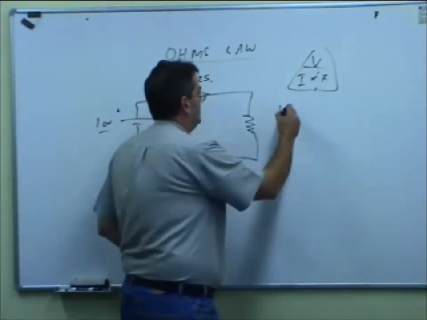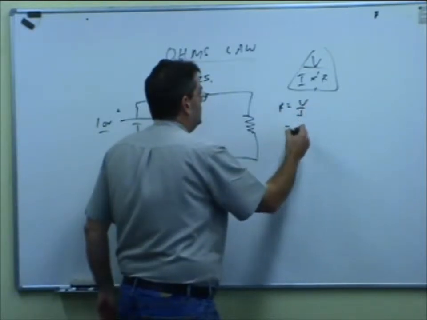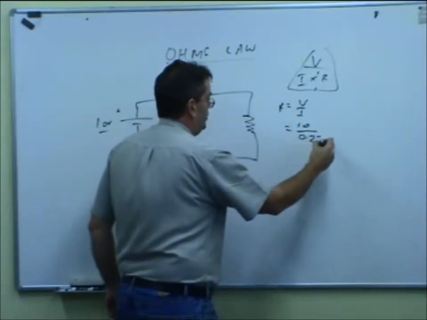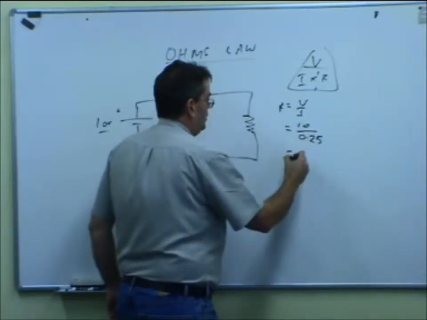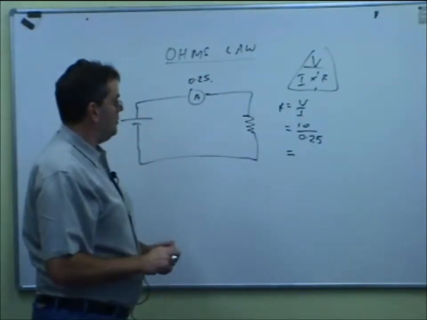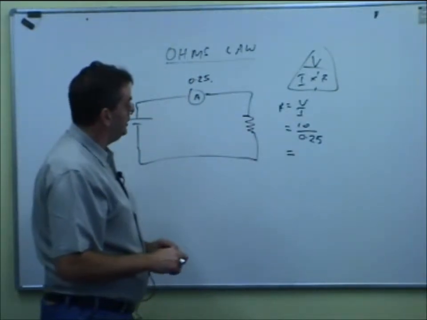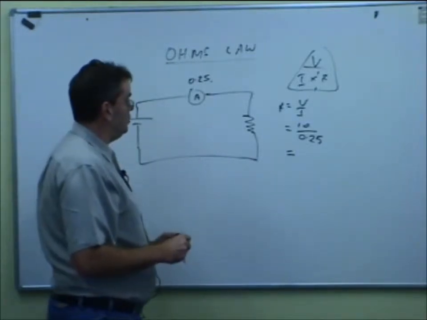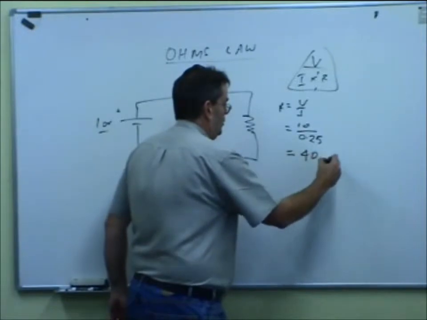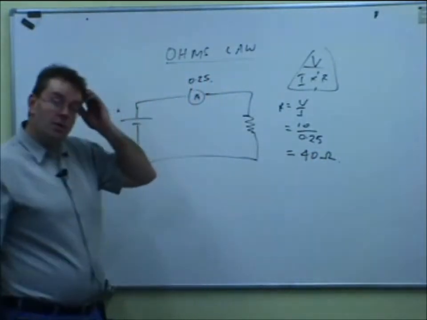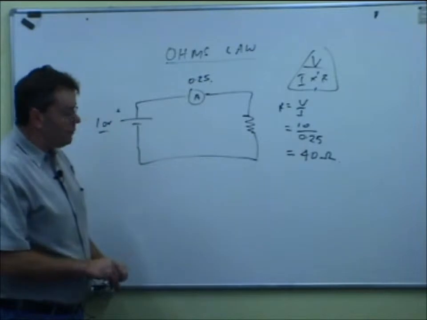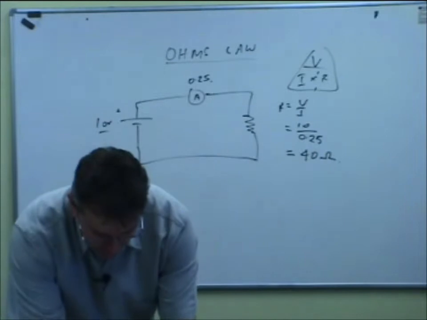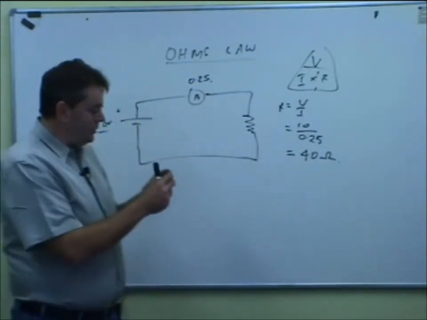R is equal to V over I, which is equal to 10 over 0.25, which is the same as 100 over 2.5, or 1,000 over 25, so 25 goes into 1,000 40 times. 40 ohms. Easy just to use a calculator. Once again, I forgot to bring it with me. But 40 ohms. And hey, look, we didn't actually need to measure it because it's actually written on the side.